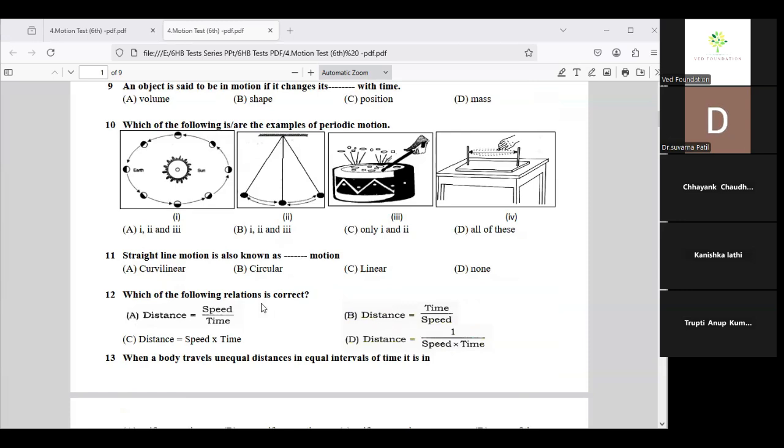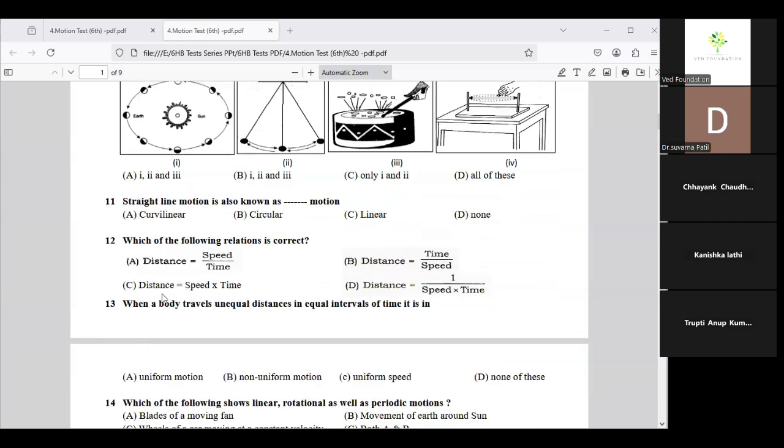12. Which of the following relations is correct? Distance is equal to speed upon time. No, that is not correct. Distance is equal to speed multiplied by time. Let us check next. Distance is equal to time upon speed. No, this is not correct. Third one, distance is equal to speed into time. Yes, this relation is correct. So the correct answer is option C. Distance is equal to speed into time.